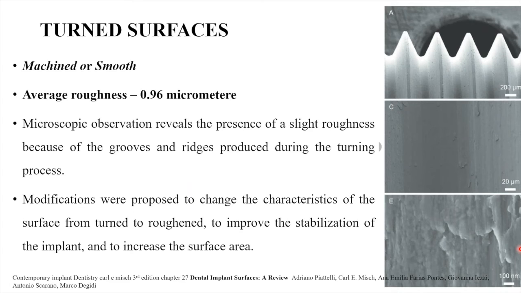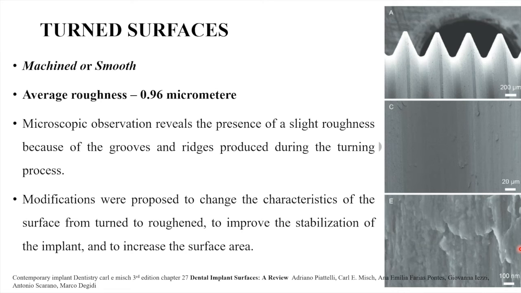Now, turned surfaces, also known as machined or smooth. Implants with turned, milled, or polished surfaces are considered the first generation implants, which were used in the 1990s. They appear smooth to the naked eye. Slight grooves and ridges are created during manufacturing, which are seen under SEM, and for this reason the term smooth should be avoided. It has an average roughness of 0.96 micrometer.